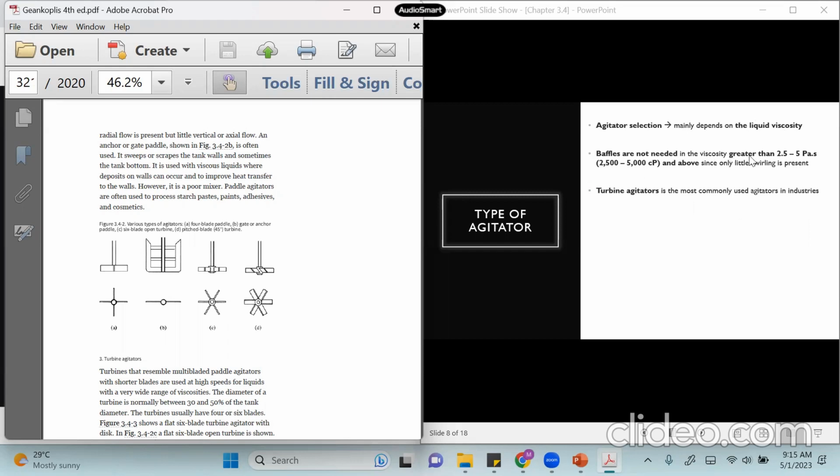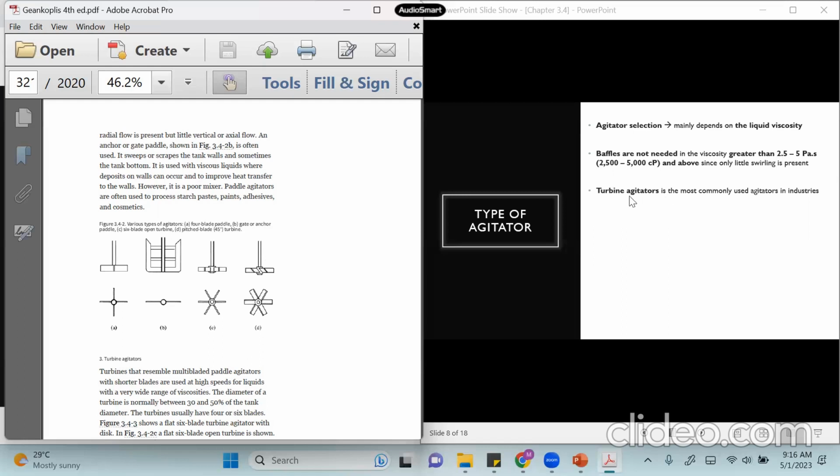Now, if the viscosity is higher than 2.5 to 5 Pa·s, generally I can say that baffles are not needed, because if they have this value of viscosity, usually it's already very viscous. Since it's very viscous, usually the mixing will cause only a little swirling. That's why baffles are not needed for liquid with viscosity greater than these values.